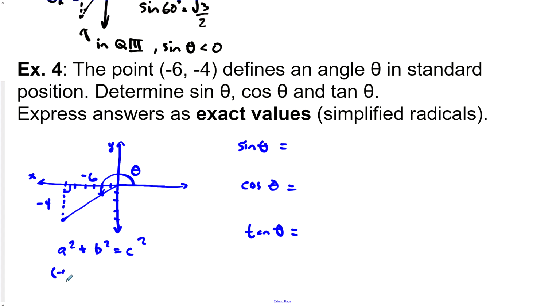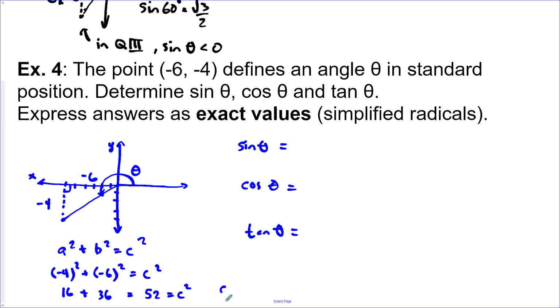So we got (-4) squared plus (-6) squared is equal to c squared. And that's 16 plus 36. And that's 52 equals c squared.